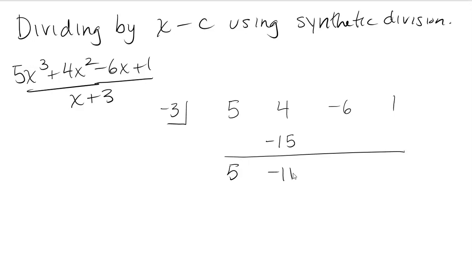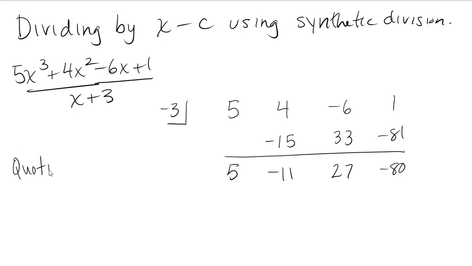That's -11. Then we multiply, -3 times -11 is +33. Then we add, it gives us 27. Then we multiply, -3 times 27 is -81. And then we add, and we get -80. So x plus 3 definitely isn't a factor of the numerator because our remainder wasn't 0.